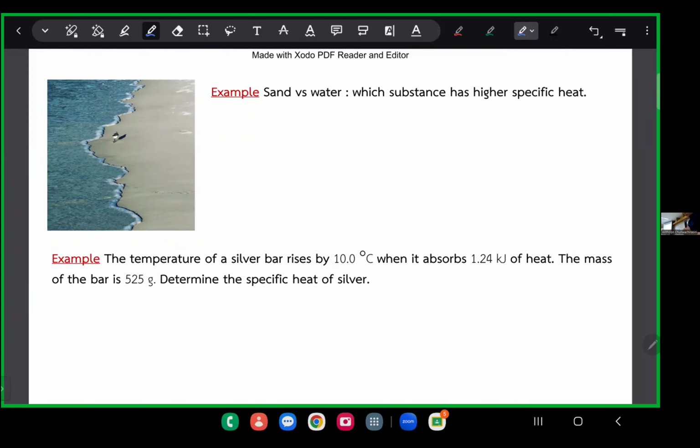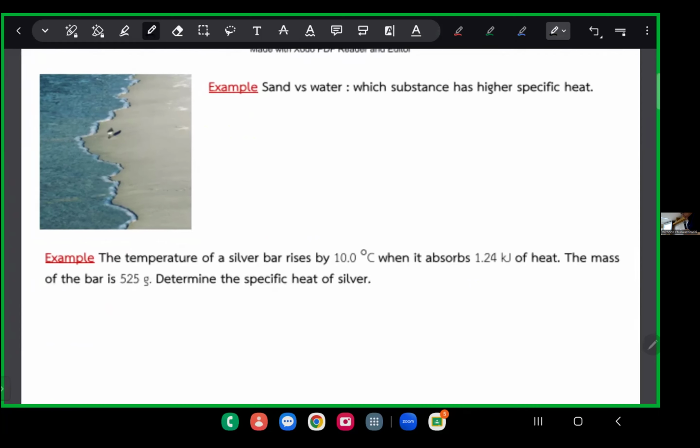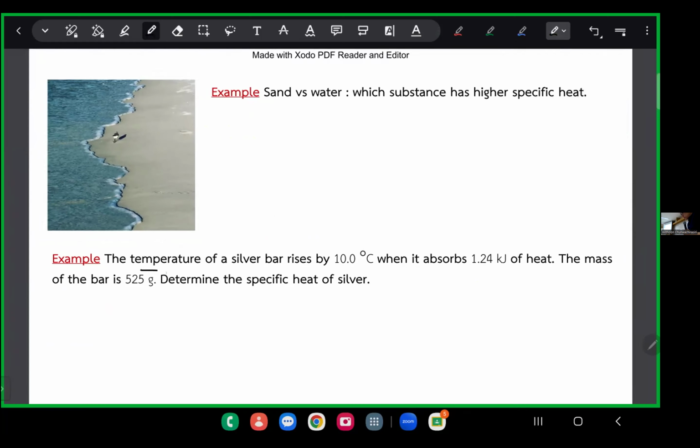Let's do some calculation. The way this can go is, you have the temperature of a silver bar raised by 10 degrees Celsius. So that is your delta T, that's obvious. And the energy it absorbed, that's your Q. The mass of the bar, that's M. Determine the specific heat of silver, that is the C.